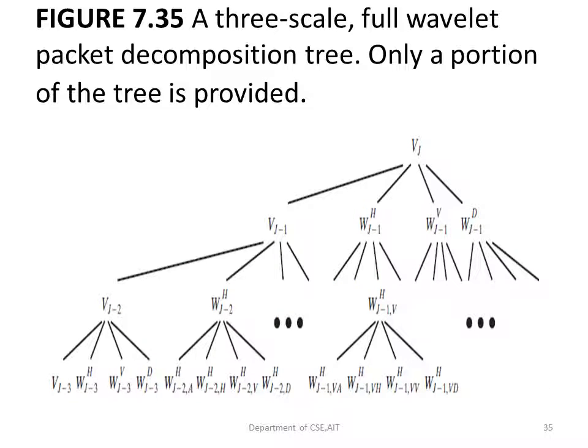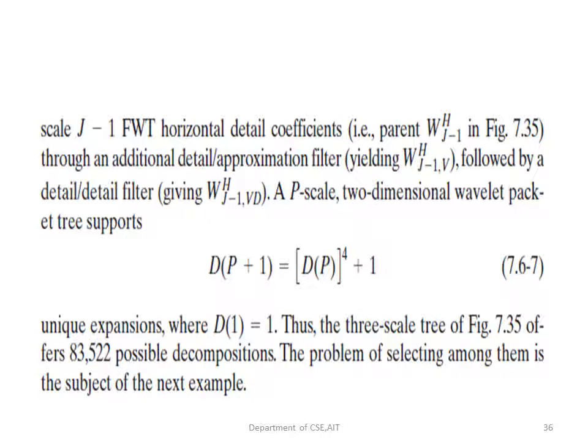This is a 3-scale full wavelet packet decomposition tree. We have only some part of the tree, and we can see here that it can be expanded to get many more subtrees. The horizontal function W of h is obtained by row column filtering the scale j-1 fast wavelet transform horizontal detail coefficients through an additional detail or an approximation filter followed by a detailed filter, that is W of h.